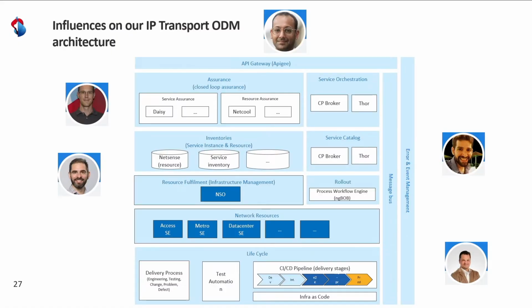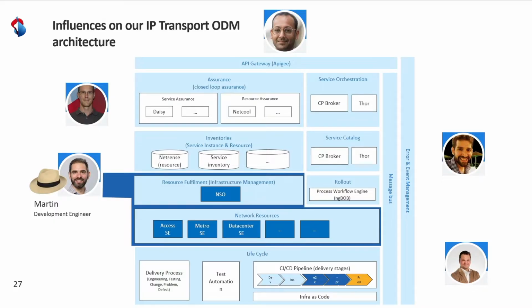Everything is bound together by a message bus, so the individual systems can exchange messages, and on the top we have an API layer for the northbound systems to interact with this ODM. All right, so that's really what we are working on today, and I would like to tell you that story from the point of view of these different people that I've shown up here, to give the different insights and views that these different people had, and that really explains how we came up with all of that.